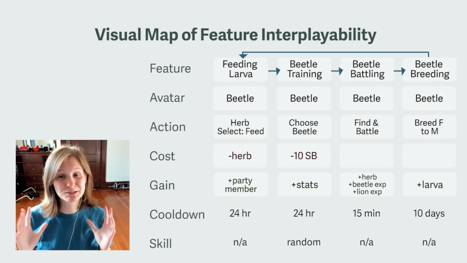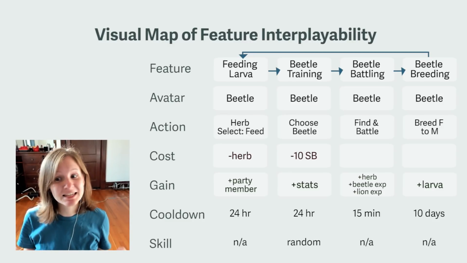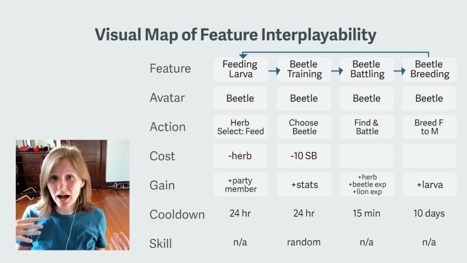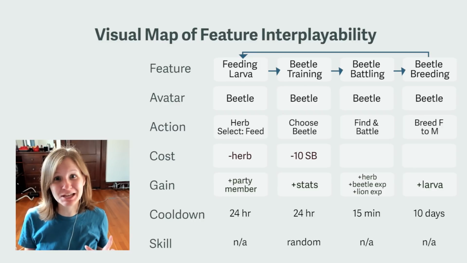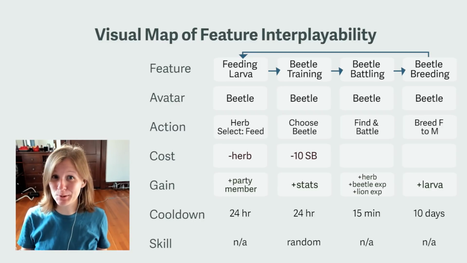So this is the complete feature tree that is exclusive to beetles. Keep in mind that the beetle battling minigame does allow your alpha lion to gain experience. It's the only outside feature, the only outside mechanic, and that's important to note.